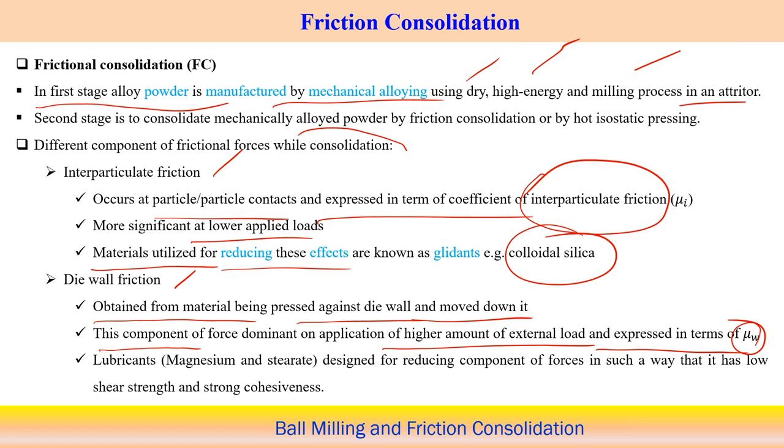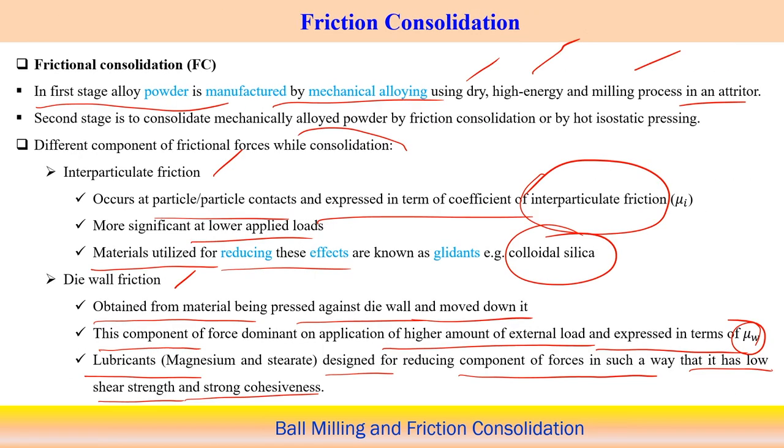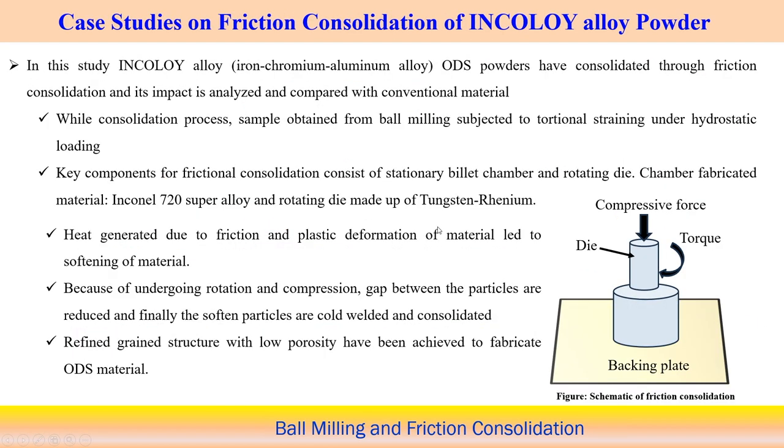Sometimes you can introduce a lubricant also, designed for reducing the frictional forces in such a way that it has very low shear strength and strong cohesiveness is achieved in this process. So we see that interparticulate friction is one part, and die wall friction is the other, and both mechanisms are associated with the friction consolidation mechanism in the ball milling operation. Now we consider one case study on the friction consolidation of Incoloy alloy powder.